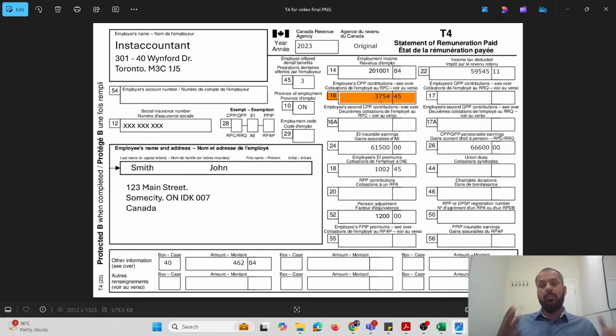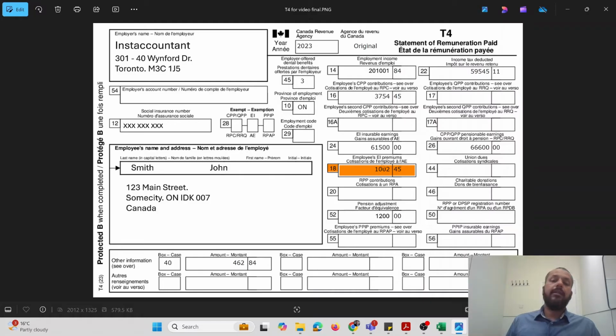And on your behalf, the employer is also mandated to make a contribution. So this is the amount that got deducted from your salary every month or every paycheck. Total amount deducted during the year is $3,754.45. The second mandatory deduction is the EI, which is box number 18, employees' EI premiums.